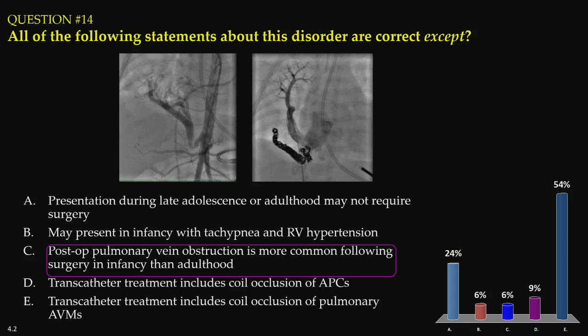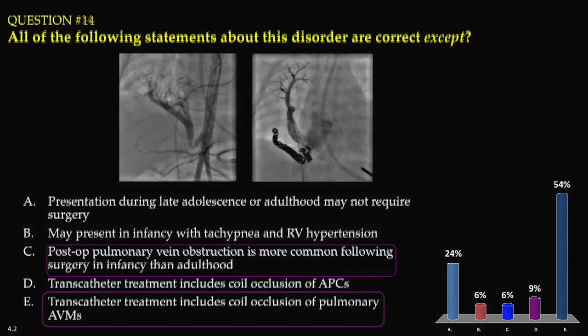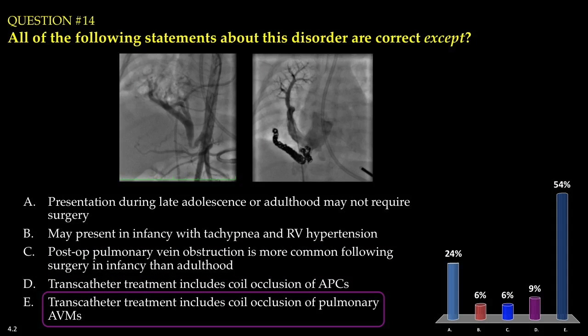The answer is E. You got that right. Transcatheter treatment doesn't include coil occlusion of pulmonary AVMs. Sorry about that. And in fact, Antonio and Chris say that they don't write questions like this where they say all is true except. But I was trying to pack in as much teaching in these questions as possible so that you could review them.